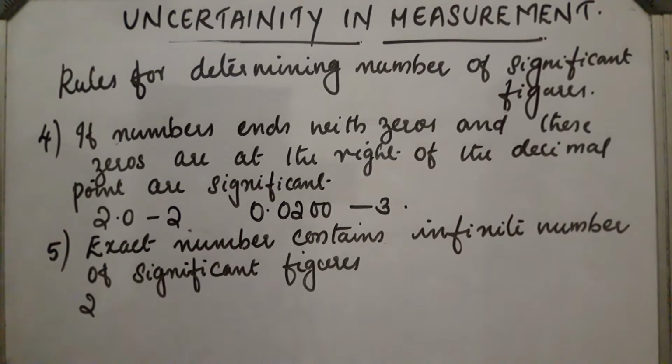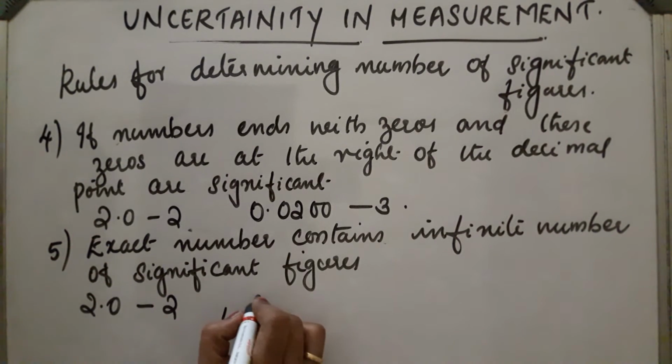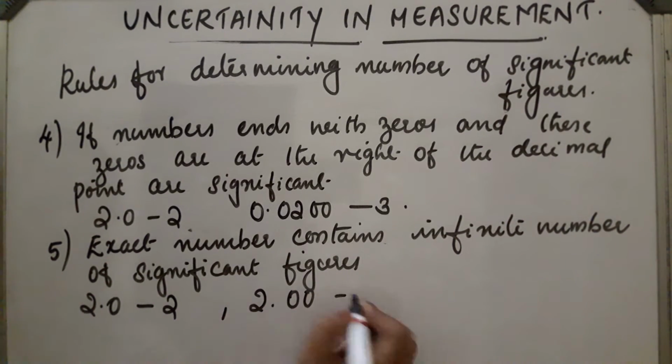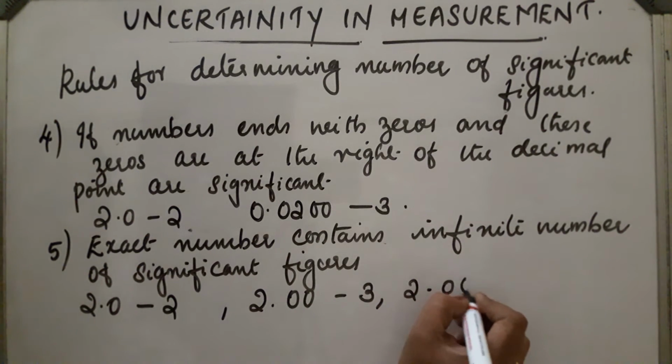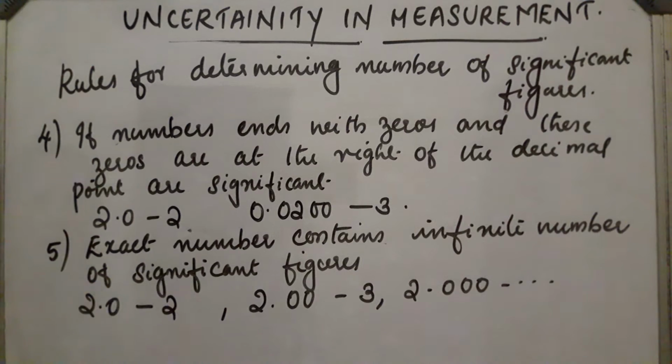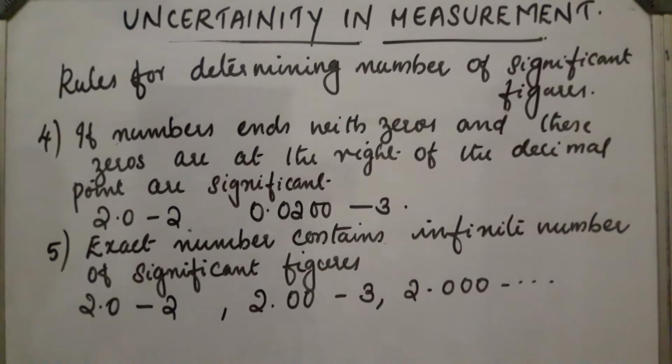Okay, this can be written like this, 2.0. So it contains two significant figures. It can also be written like this, 2.00. So it contains three significant figures. So 2.000 etc. That means an exact number contains infinite number of significant figures.